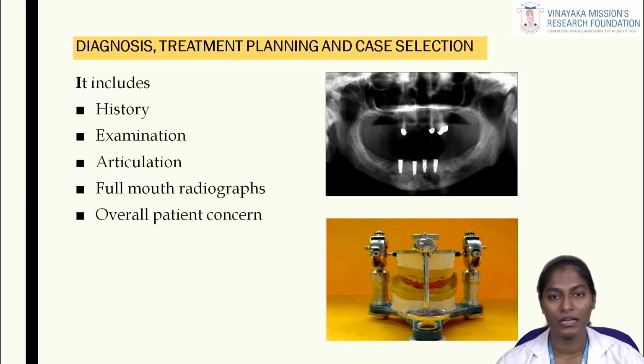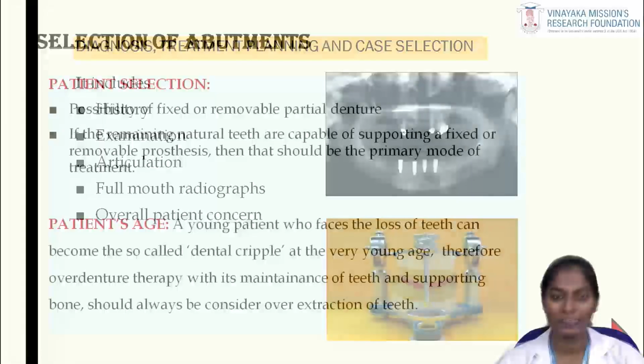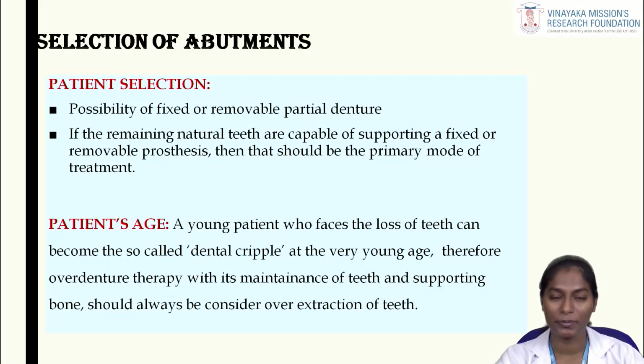It reveals any retained roots or any infected roots, the quantity and also the quality of your bone. Last but not the least, the overall patient concern is also important for the success of overdenture therapy. Next is selection of abutments.